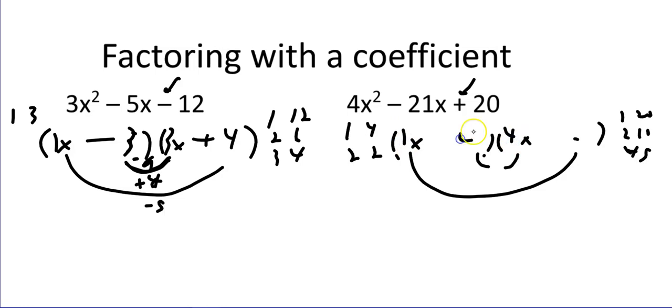And now we're going to try the 4 and the 5 again. 4 times 4 is 16. 1 times 5 is 5. And that does give me 21. But this tells me they're the same. This tells me they're both negative. And that's it.